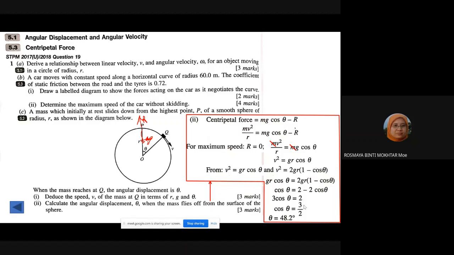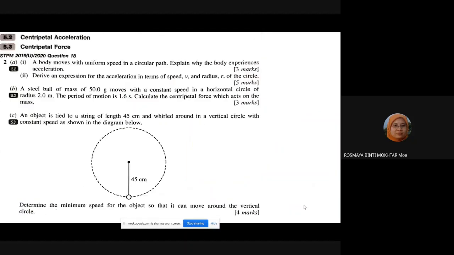Okay, so then we go to the next question, question 2. This is year 2019-2020, last year. Okay, last batch, your seniors' batch. So we read the question first, 2A1.